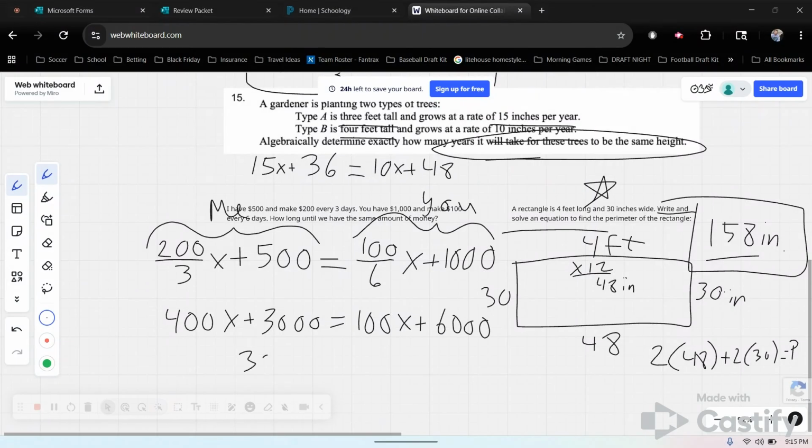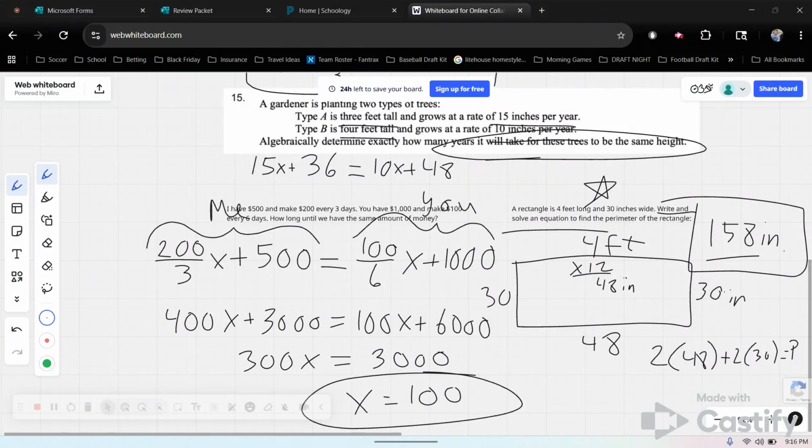I'd move my variables to the left. I'd move my constants to the right. I divide, and I would get 100. And so after 100 days, does that feel right? After 100 days, we have the same amount of money.